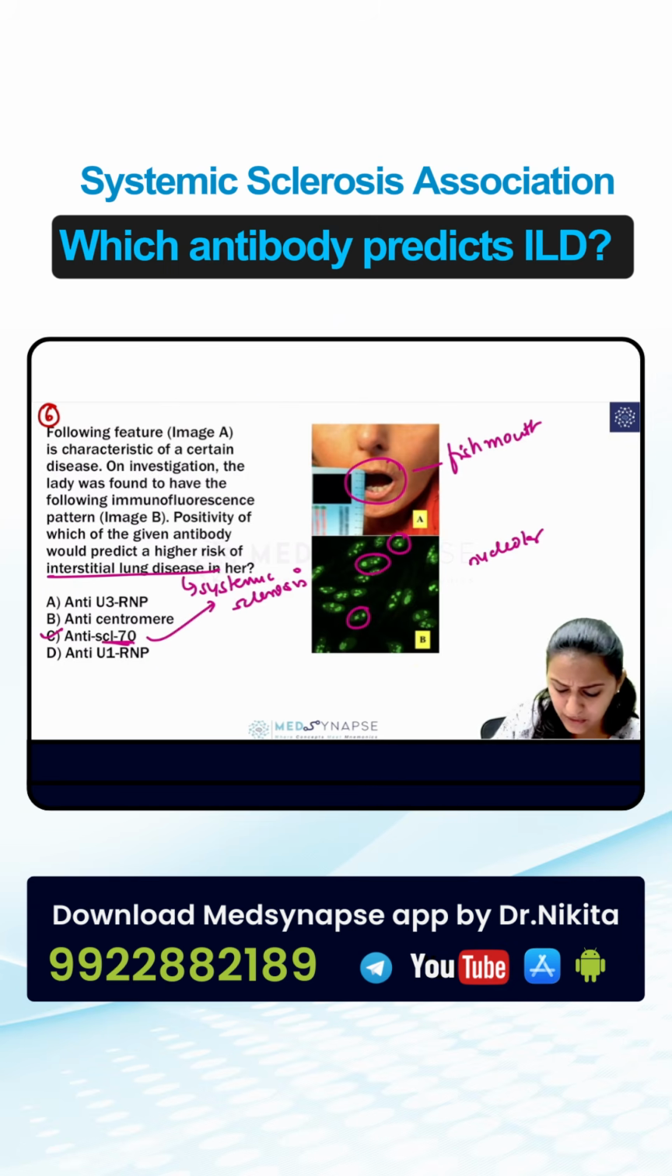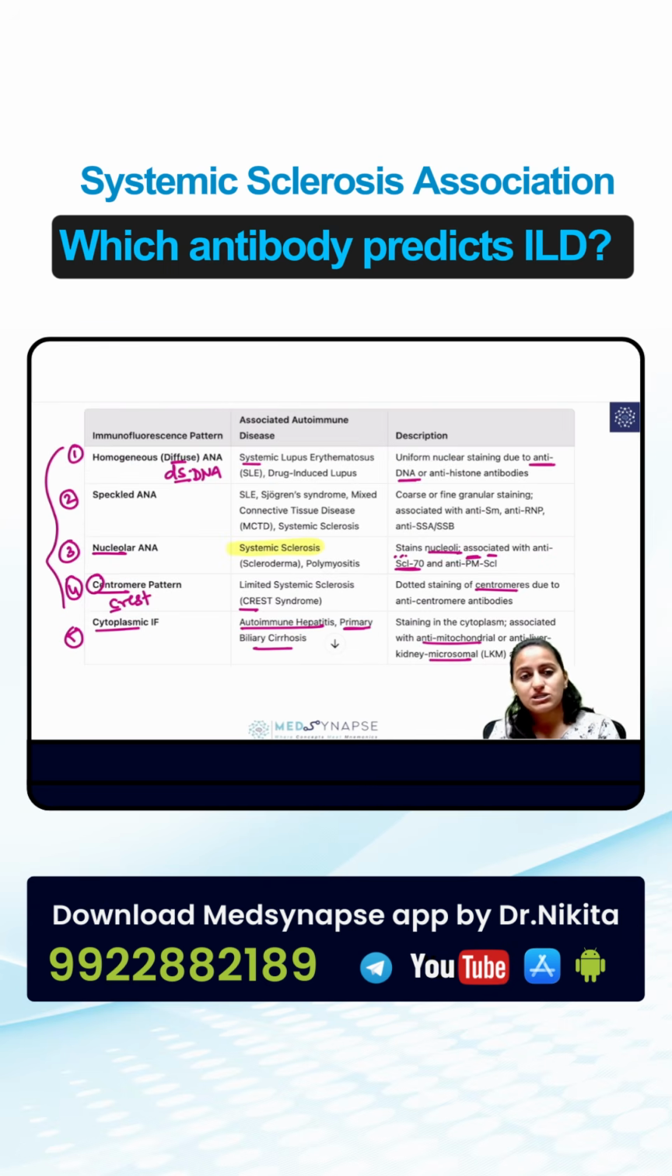The anti-U1 RNP, this is going to be in your MCTD, mixed connective tissue disorder. Okay, SCL70 is also anti-topoisomerase, right? So important to remember, systemic scleroderma is anti-nucleolar and CREST is C for C, centromere. Okay, and when they talk about interstitial lung disease, it's systemic, which is more common, so the answer is going to be that.